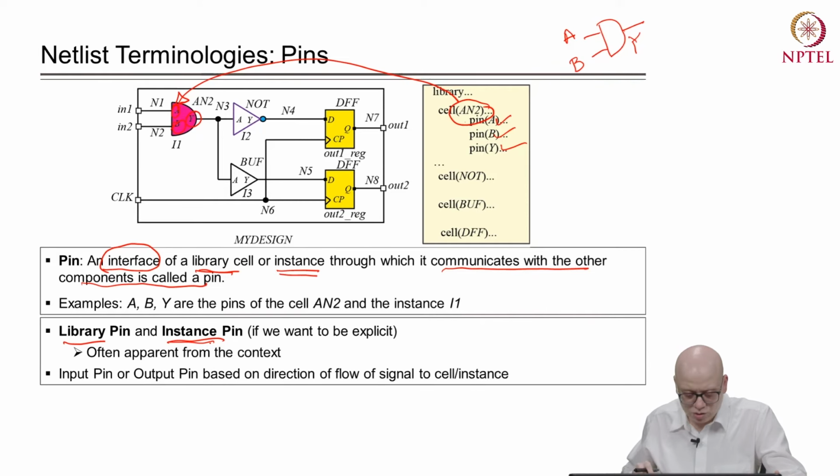Another point to note is that the direction of these pins can be either input or output, or in some cases it can be inout also, though it is not shown in this design. For example, typically for IO cells, the pins can be inout, where the same pin can work as an input pin or an output pin based on some condition or based on how the functionality of that pin is defined.